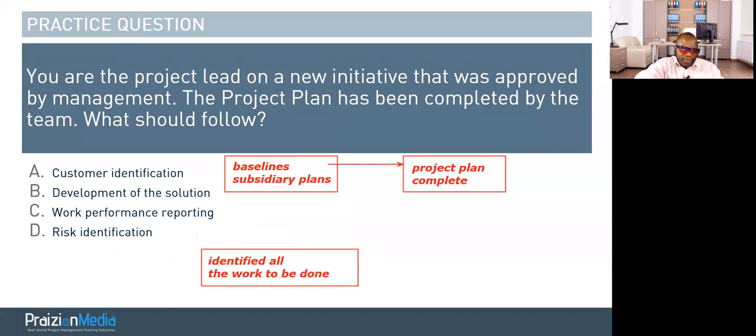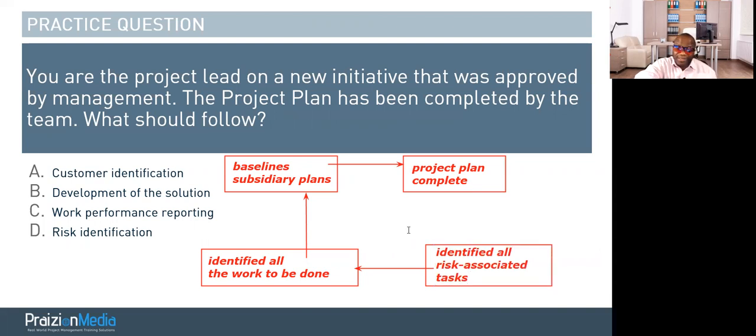So I want you to follow the arrows, because this is how your brain needs to process it really quick as you're going through the exam. You need to say, I needed to have done that before that. I needed to have done that before that. All right, one more. Just follow the logic and we're going to be good. Would you agree that in order for you to have identified all the work to be done, you should have identified all risk associated tasks? In other words, you should have identified any risk work to be done.